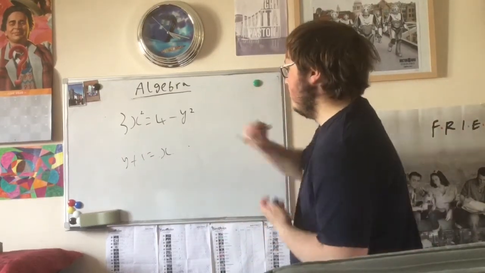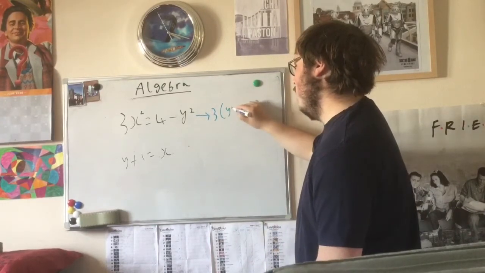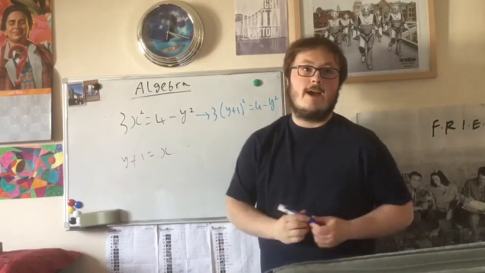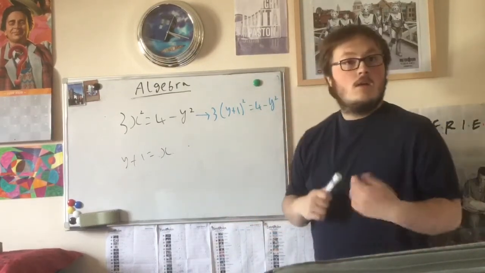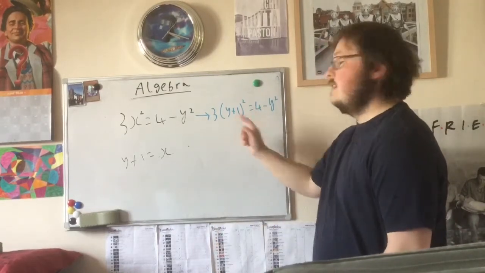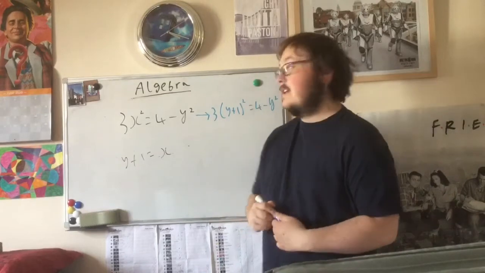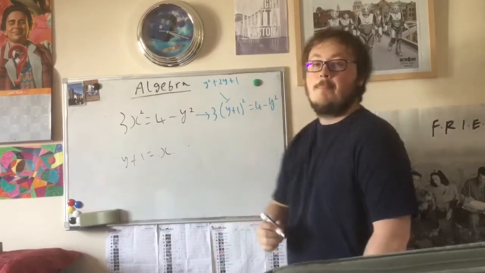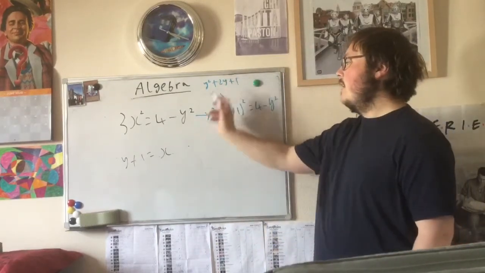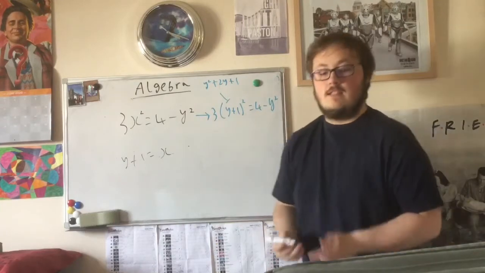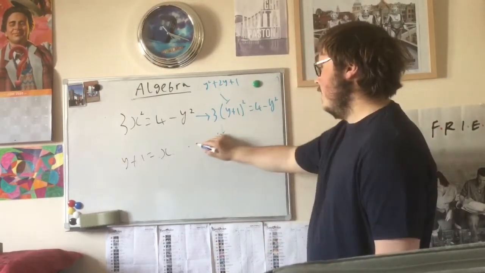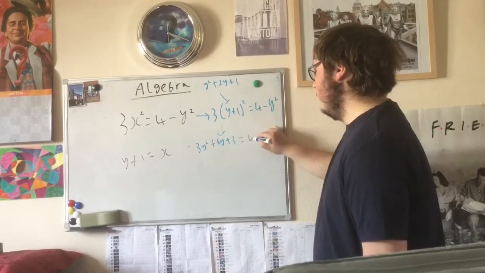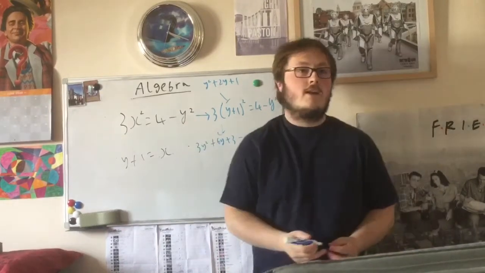So let me just rewrite it. I'm going to do an arrow, 3 brackets y plus 1 squared equals 4 minus y squared. Bit of a complicated one there, but let's do it. Now we expand this bracket. So y plus 1 squared, that's the same as y squared plus 2y plus 1. Now I'm not going to be multiplying everything here by 3 because that's what the 3 is meant to represent. It's a multiplier. So when you multiply, it becomes 3y squared plus 6y plus 3 equals the 4 minus y squared from that side of the equation.